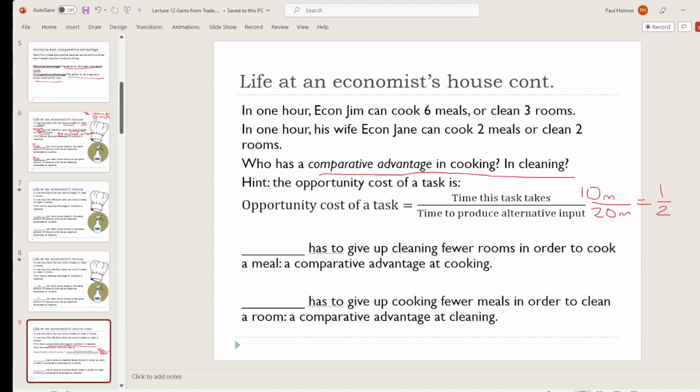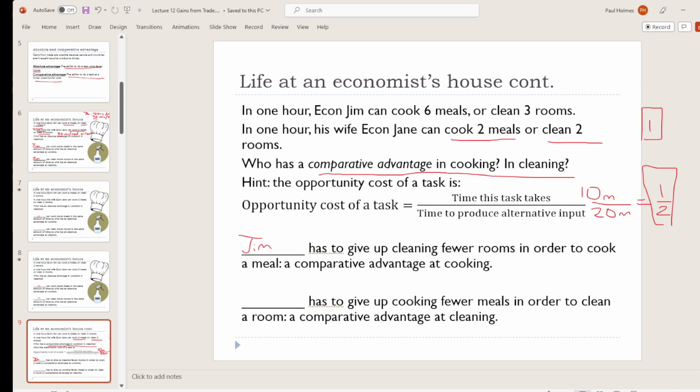Okay, so now we're looking to get the comparative advantage here. Who gives up cleaning fewer rooms in order to cook a meal? Well, Jim gives up cleaning half a room. What about Jane? Well, Jane takes 30 minutes to do either task, so in the time it takes her to cook one meal, she could have cleaned one room. So here her opportunity cost is 1. Jim then has the lower opportunity cost, so we say Jim has the comparative advantage at cooking. Okay, what about cleaning?